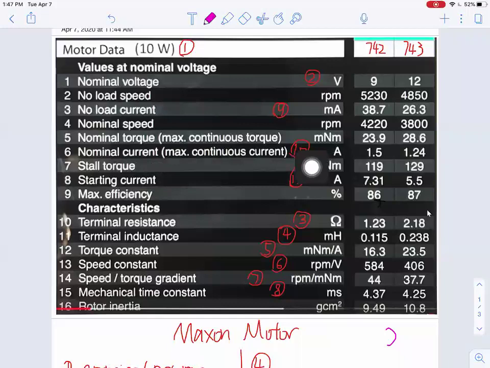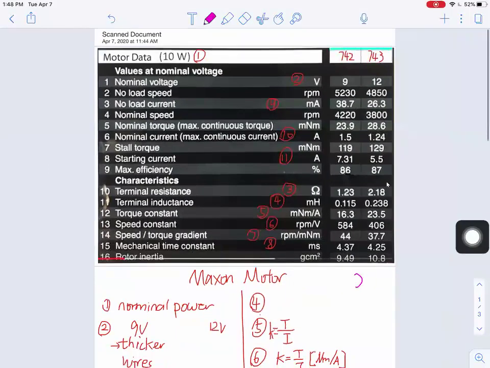And that term is related to the torque constant. As we remember, torque constant equals torque divided by current. So if you have the nominal current and the torque constant, you are able to find the nominal torque. If you do the calculation, you will find the nominal torque from there. All right.